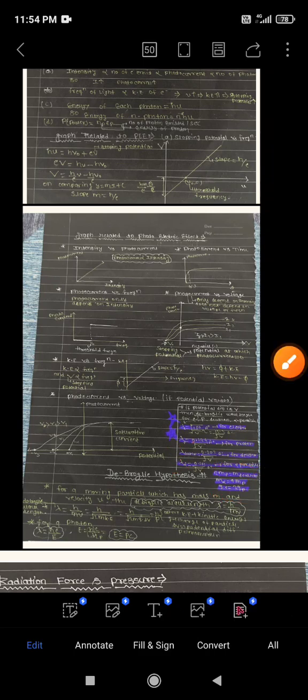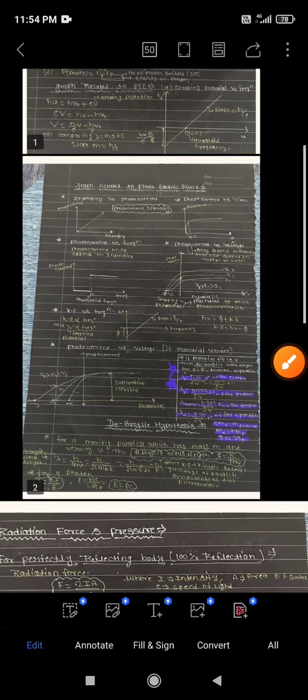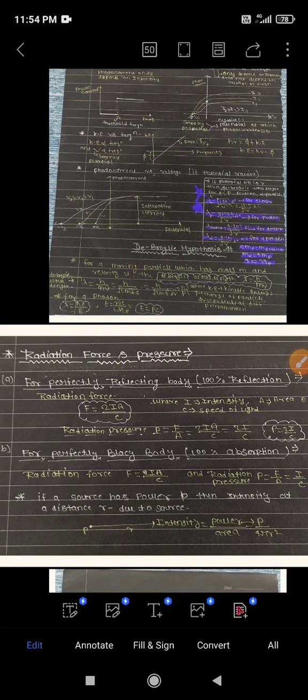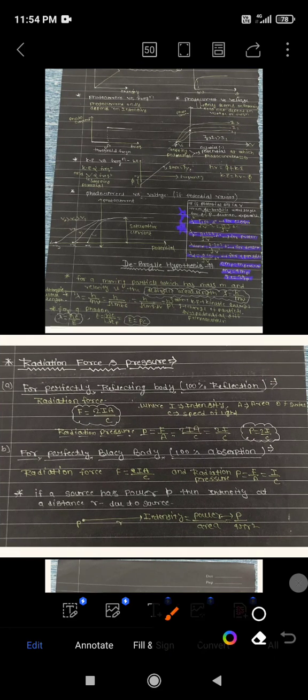Remember this for calculation purpose. Next is radiation force and radiation pressure.